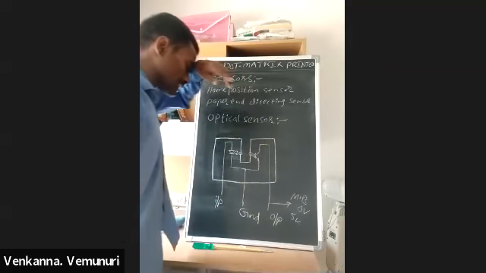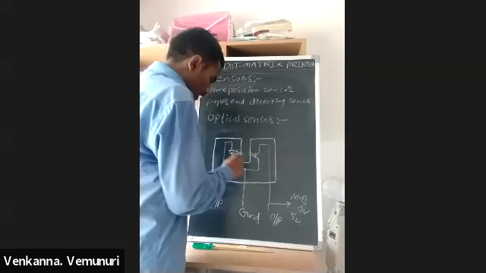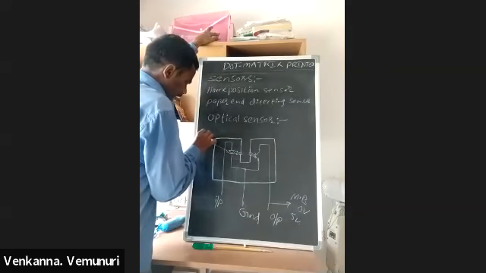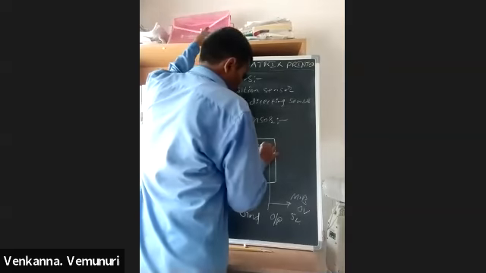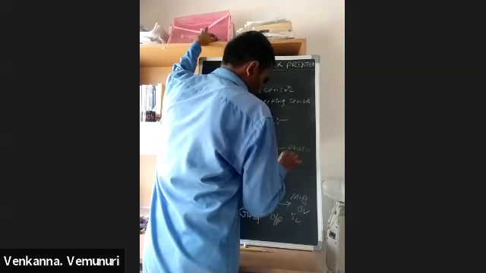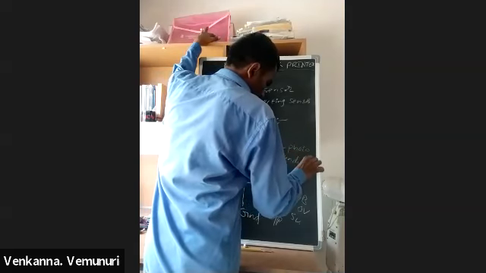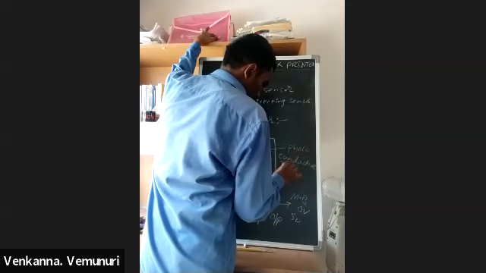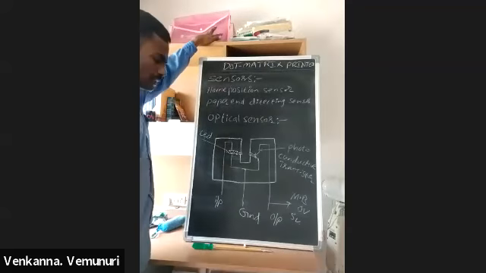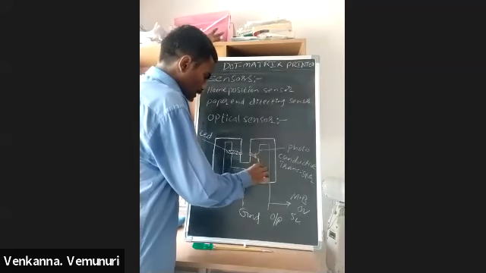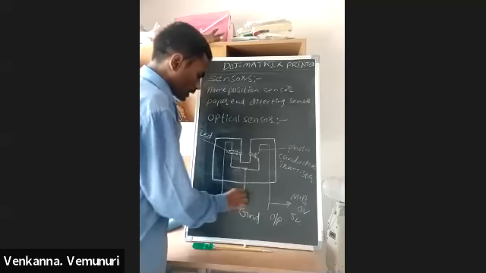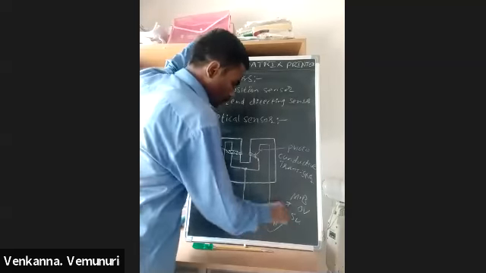In the optical sensor, the main components are one, the LED, light emitting diode, and another one, the photoconductive transistor. These two are the main components. Here I am connecting this cathode and this emitter as a common. It's ground, and this is the input and this is the output.